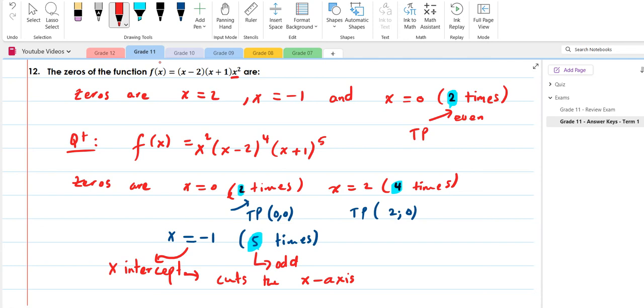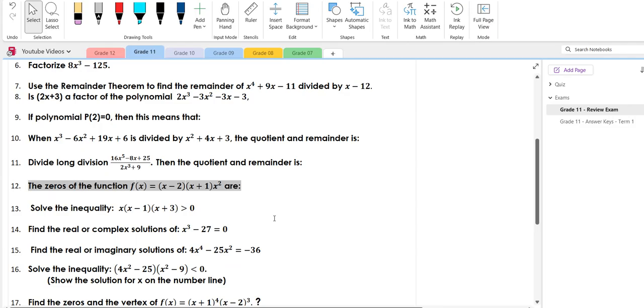So what are the zeros? Zeros are 0, 2, and negative 1. But because of multiplicity, you can see this is like an x to the power 11 function, so you kind of do have 11 different roots. We'll talk more about roots in the upcoming question.